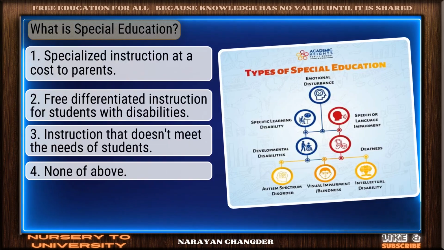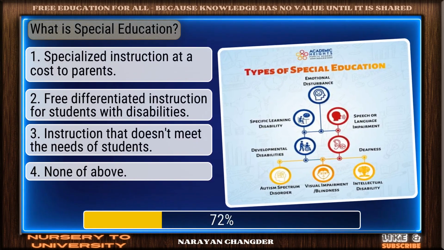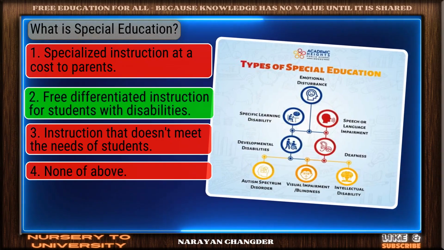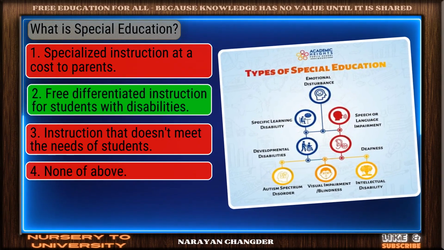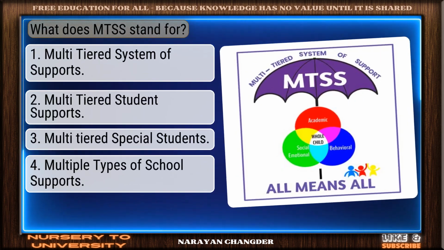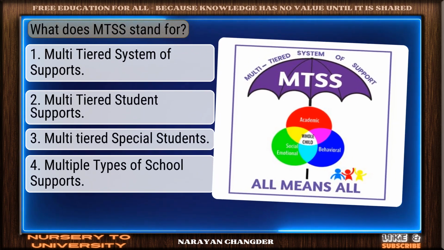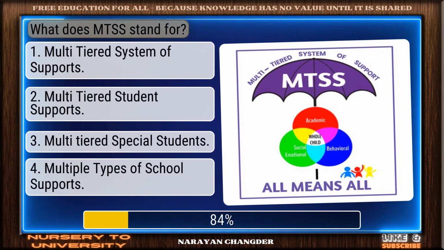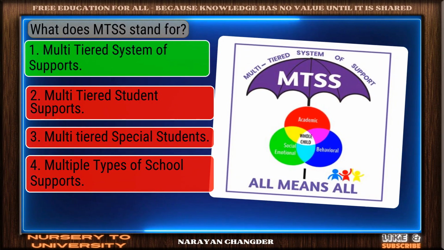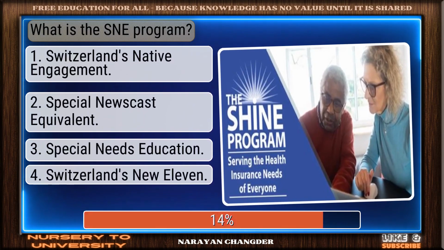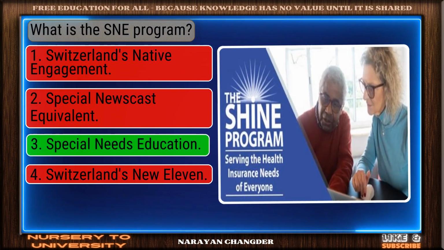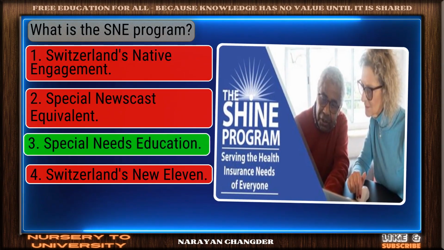What is special education? Sharp thinking. Free differentiated instruction for students with disabilities is the right choice. What does MTSS stand for? Correct. Multi-tiered system of supports is the right answer. What is the SNE program? Nicely done. Special needs education is a solid answer.